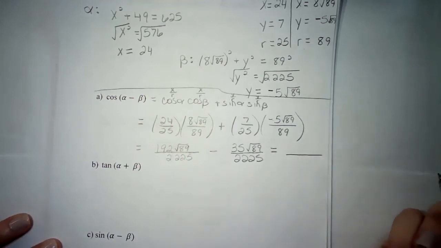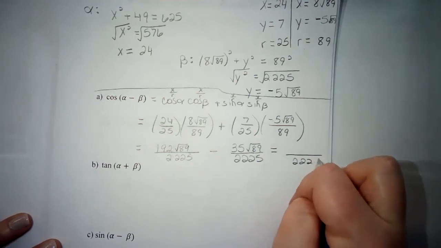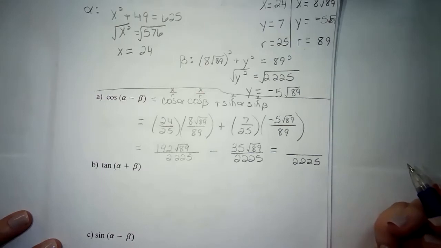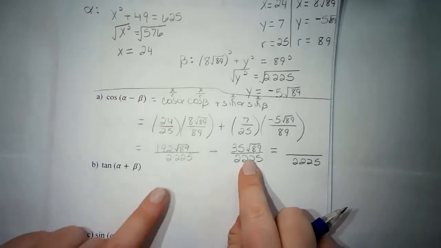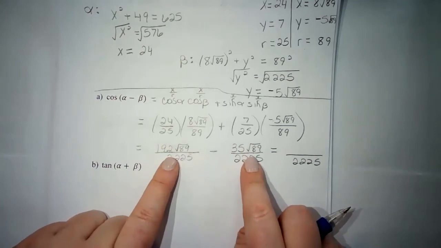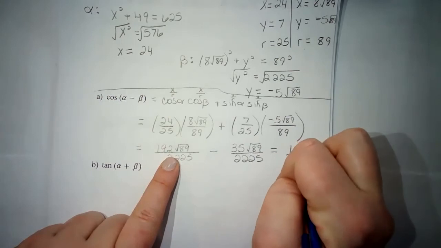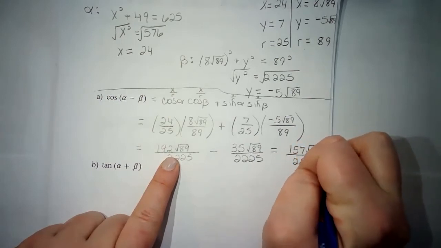Okay, here we go. When we subtract fractions, what do we do with their denominators? Yeah, we leave them alone. Okay, so let's think about this. These are like terms because they both have the same root. They have the same radicand. So 192 root of 89 minus 35 root of 89 is going to be 157 root of 89.